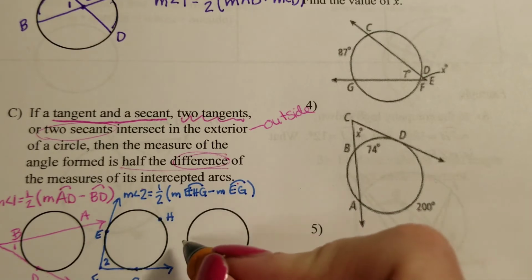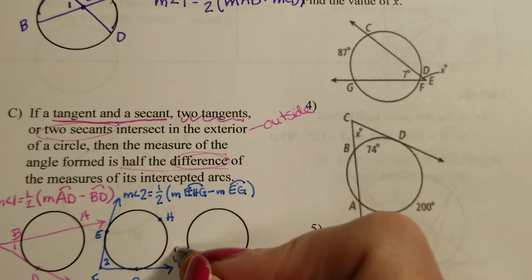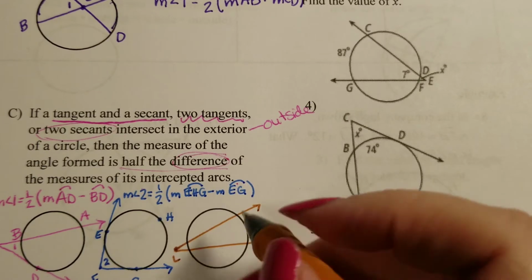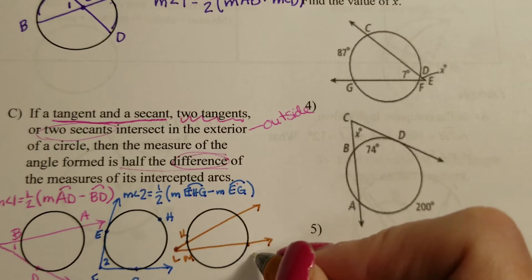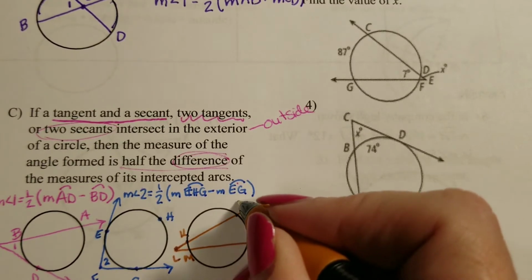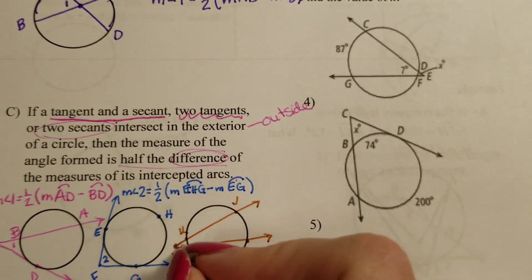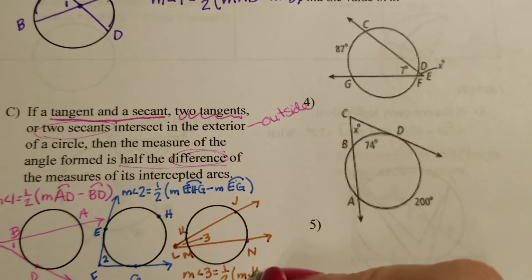In the last case, if we have a point on the outside, let's call this one L, and from there we have 2 secants. Let's give ourselves some points here: K and M and N and J. Let's call this angle 3. The measure of angle 3 then is 1/2 the measure of arc JN minus the measure of arc KM.